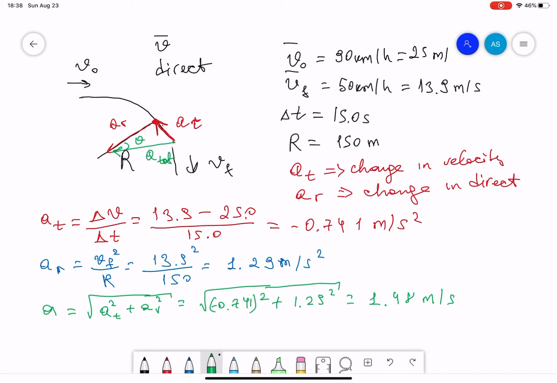Now, what about the angle? How can we find theta? Theta is simply the inverse tangent of A tangential divided by A radial. Again, we have to take the modulus since we are just looking for the positive angle. If you do the calculation, you will find that theta is equal to almost 30 degrees. So this theta is 30 degrees. That's how you compute the total acceleration.